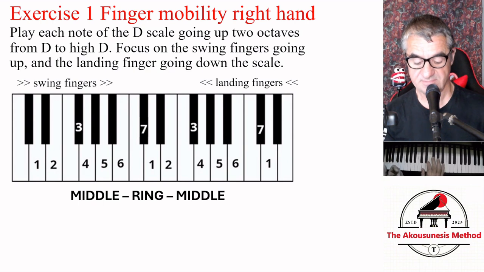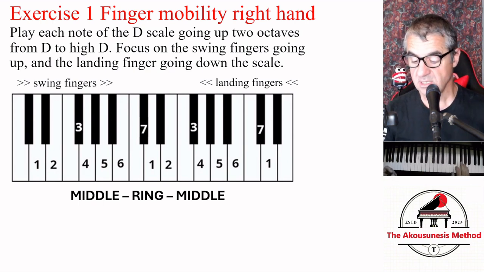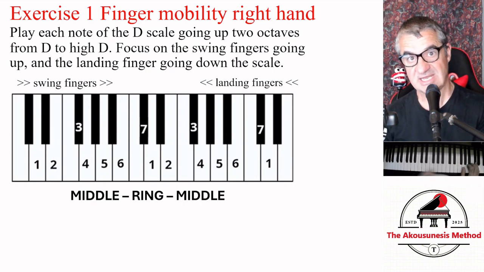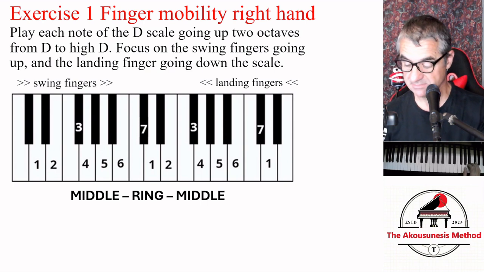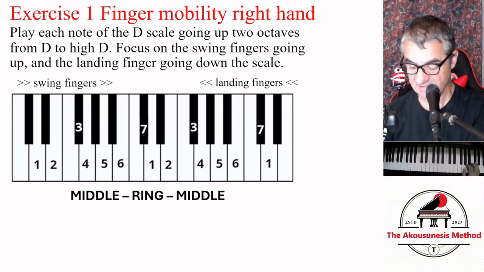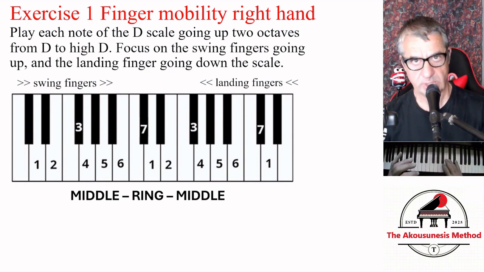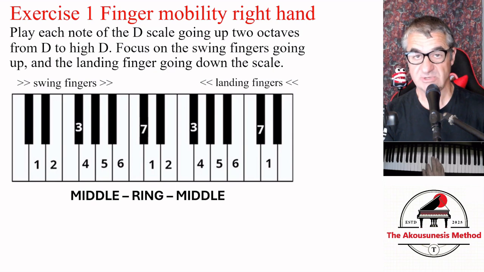So right hand thumb, middle, ring, middle, and that was the last middle. Middle, ring, middle, going up. All the way down to the thumb, middle, ring, middle, and back, okay? That's all we're doing with that exercise, right? And we're just going to practice.